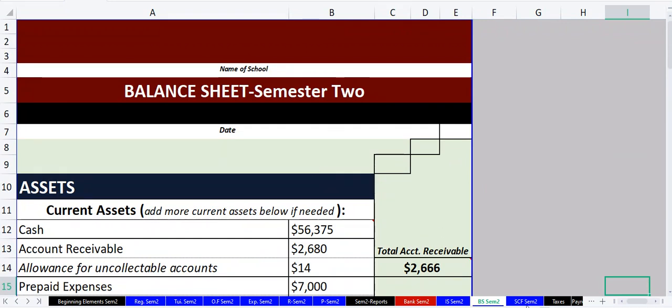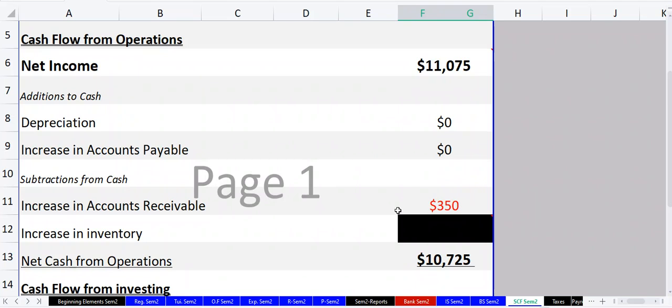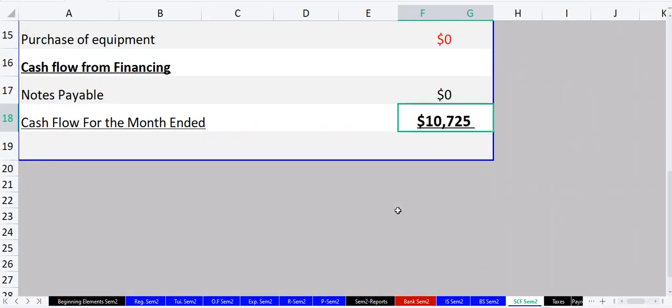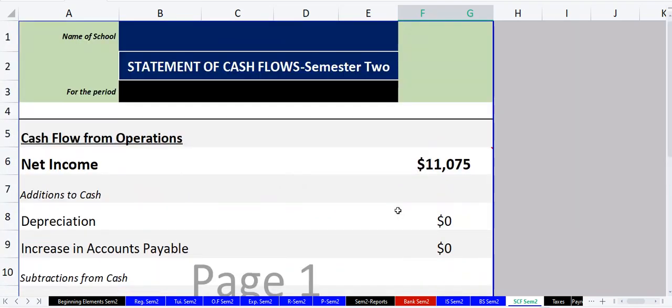Now we come to our cash flow. This is our cash flow statement. This helps you to understand how things got increased or decreased. It shows you how money comes in and goes out of the business.